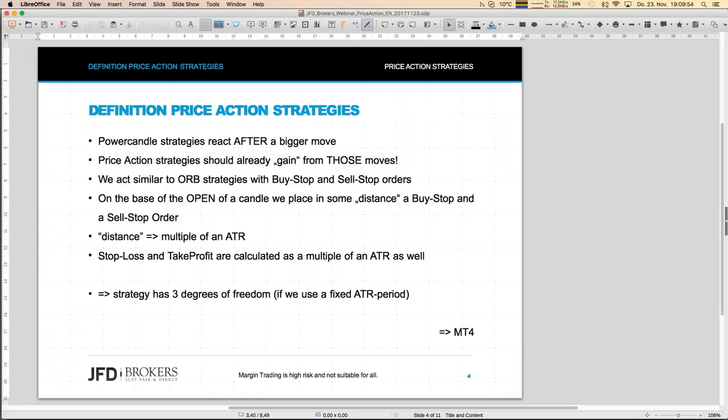And you might remember that we have had already one strategy dealing with big movements, and that was the power candle strategy. But that power candle strategy reacts after a big move. So you might remember we realized that whenever we have such huge candles, so-called power candles, then we derived some typical movement after the occurrence of such a big candle. But that is after. The price action strategy now should already gain from exactly those moves. So we want to place our orders in such a way that we profit from those big moves. We don't know when in time they will occur, but because of our placed orders, we are prepared to get that action into our account.